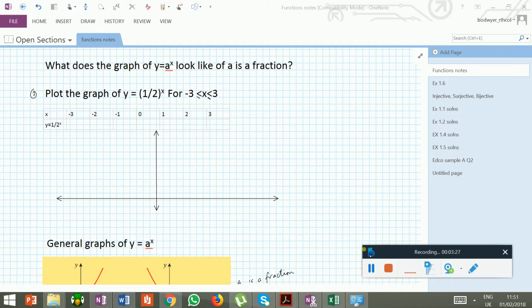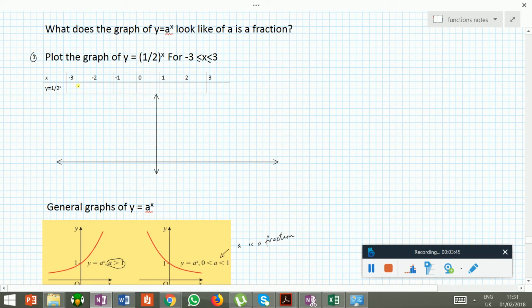So what you get here is if you put in -3 for x, you have 1 over 2 to the power of -3, which is 1 over 1/8, which evaluates to 8. So we get an 8 in here. Then 1 over 2 to the -2 is 1 over a quarter, which evaluates to a 4. 1 over 2 to the -1 evaluates to a 2. 1 over 2 to the 0 is equal to 1.